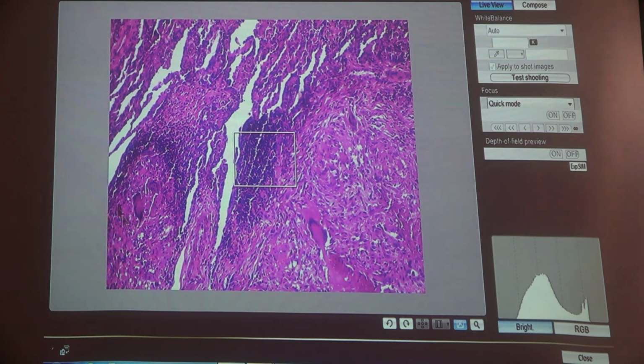This is granulomatous reaction, and this is the area of necrosis, and this is the fibroblast proliferation, chronic inflammatory cells, and Langerhans giant cells. This is TB, tuberculosis.